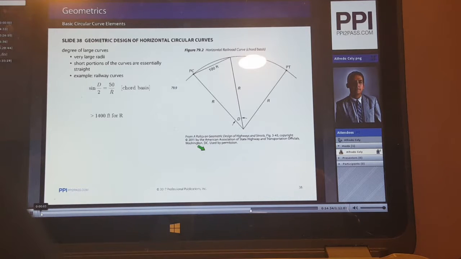It is a mathematical approximation, not a standard, not a reference, not a code thing. It's just a simplification because of the mathematical approximation. And when you have very large radii, your curve segments start to become almost straight.